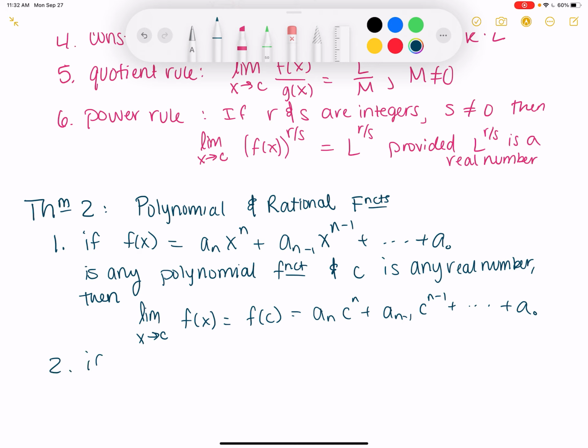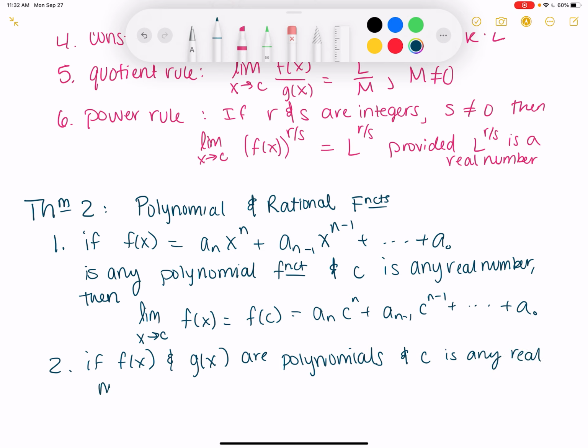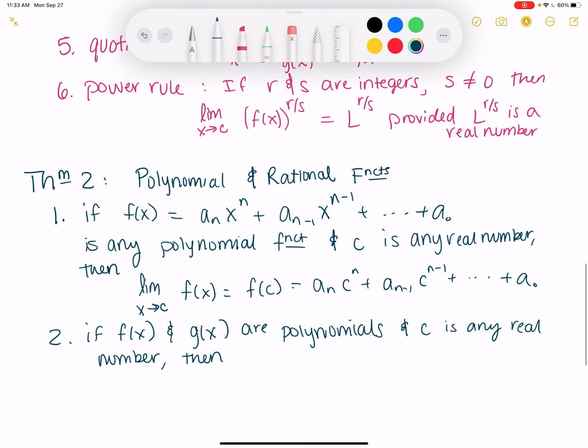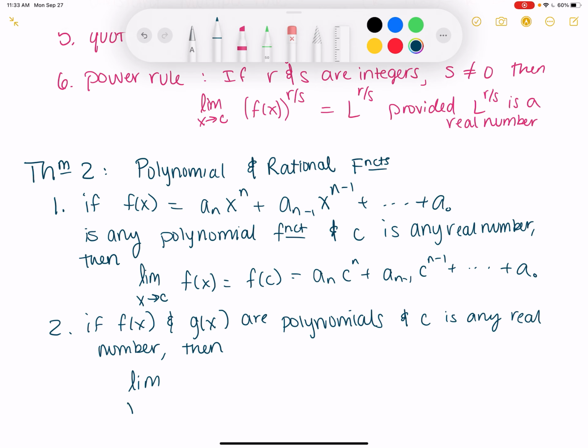Next one, if f of x and g of x are polynomials and c is any real number, then the limit as x approaches c of f of x over g of x is equal to f of c over g of c, provided g of c is not equal to 0.